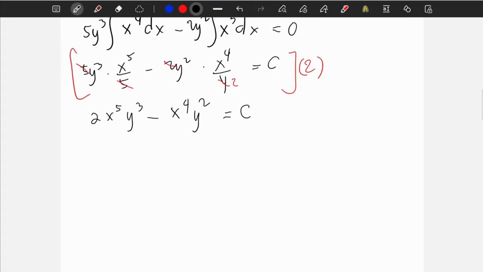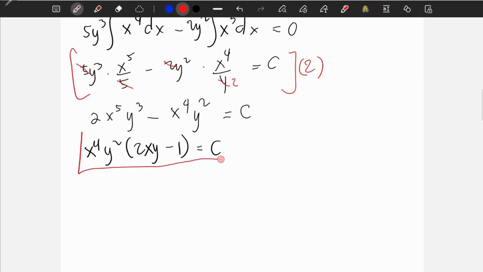Then we factor out. The common factor is x to the power of 4 y squared. When 2x to the power of 5 y cubed minus x to the power of 4 y squared is factored, the remaining expression is 2xy minus 1 equal to c. So this is our final answer for the second example. So that ends our lesson.